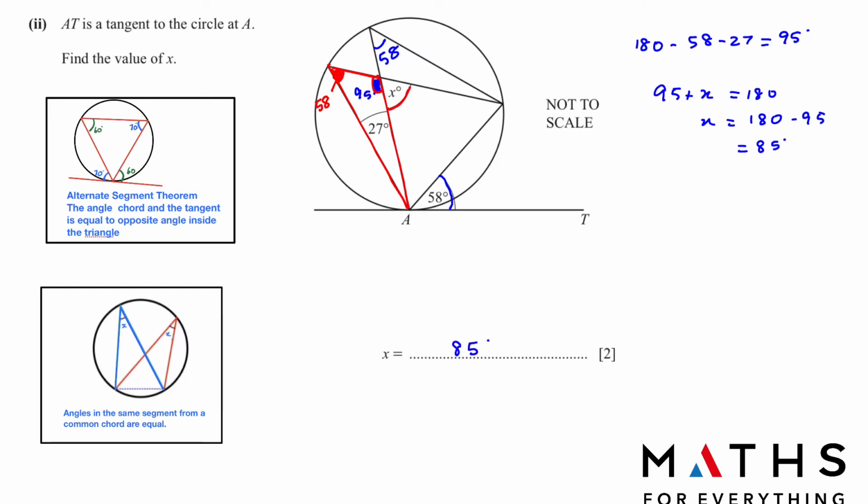There's another rule that maybe you're aware of, that if you have two adjoining triangles, you have one triangle here and one triangle here. So x will be the sum of the opposite interior angles. x is equal to the sum of the opposite angles. So x is equal to 58 plus 27, and that will also give you 85. Whichever way you solve, you should get the correct answer.